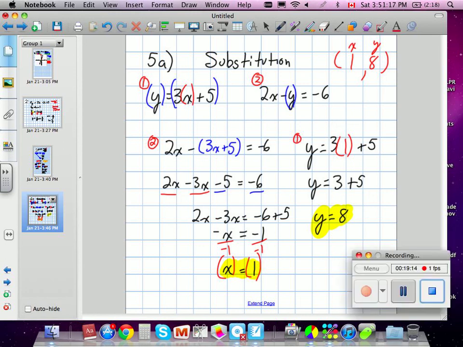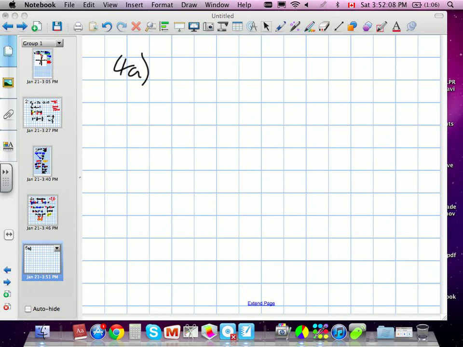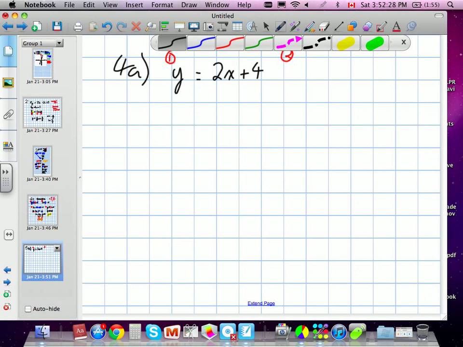Okay, in question 4, we're backtracking a little because we do have time. Graph each of the linear relations to find their point of intersection. They've given me two linear relations. Y equals 2x plus 4. That's my first one. And our second equation is y equals negative x plus 1.